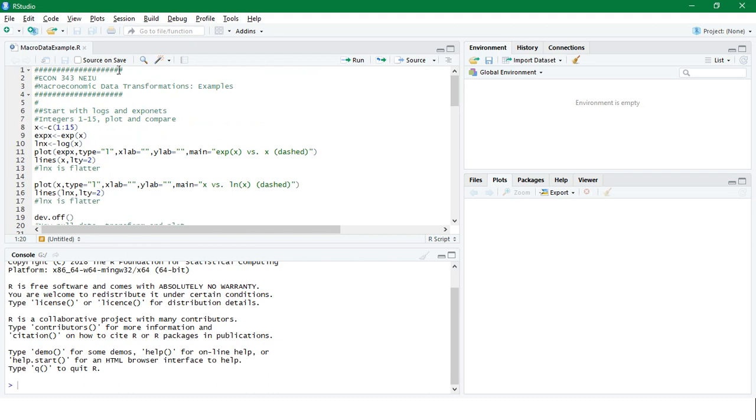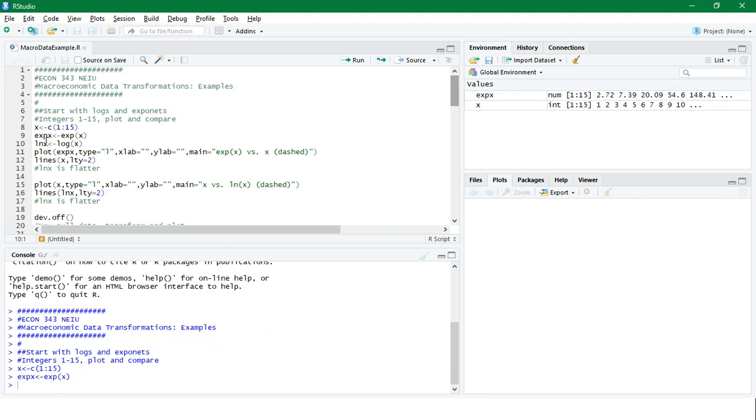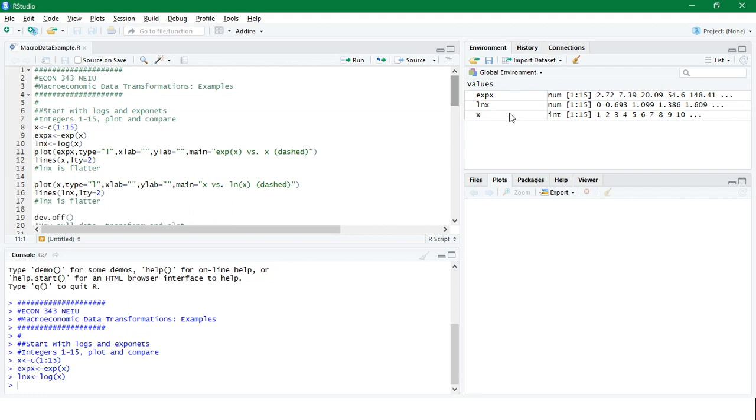So what I'm going to start out with, without downloading any data, is I'm going to make a variable that goes from 1 to 15. So it's just x, 1, 2, 3, 4, 5, up. I'm going to take the exponent, and I'm going to also take the log. So now I've got exponent of x and log of x. You can see here the log 1 is 0, and the log 2 is 0.693.